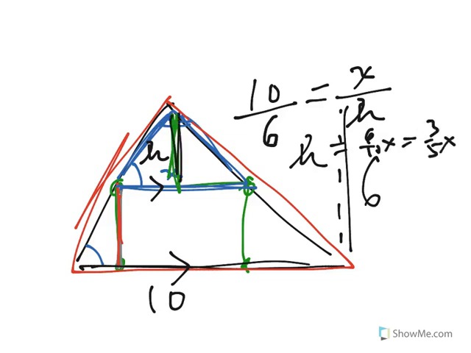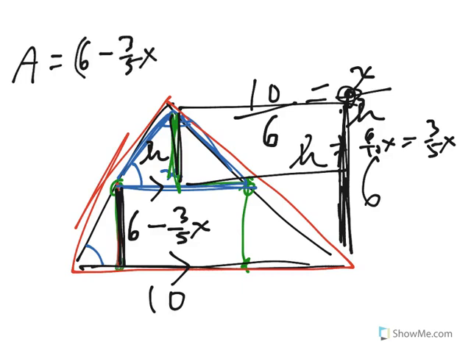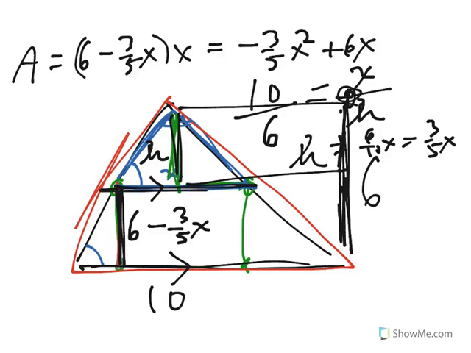Well, that's this. But that helps me find the other side of the rectangle, because the entire height, which I put here, is 6. It contains the h plus that other amount. So this other side of the rectangle, the height of the rectangle, this line, is 6 minus 3/5 x. So the area of the rectangle is 6 minus 3/5 x times x, which can be turned into minus 3/5 x squared plus 6x.